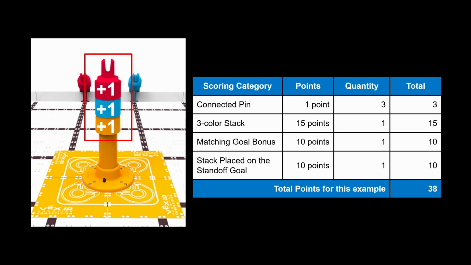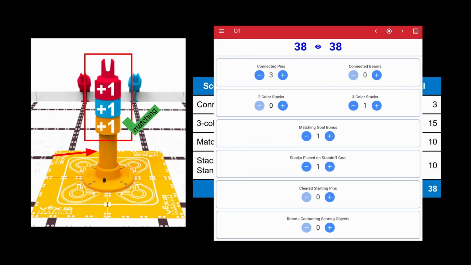You do get the matching goal bonus because the yellow pin is on the bottom and it's sitting on the standoff goal, which is yellow. You get the matching goal bonus. And that stack is placed on the standoff goal, so you get the 10 extra points there, and that's how you get 38 points. And this is what it looks like on the scoring tablet.